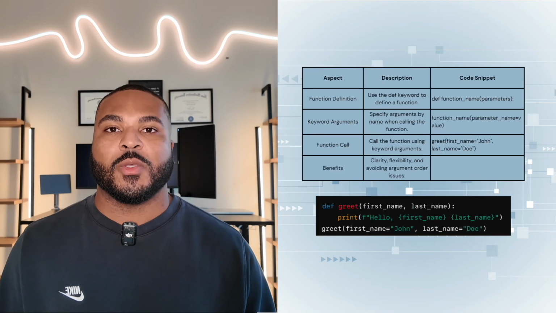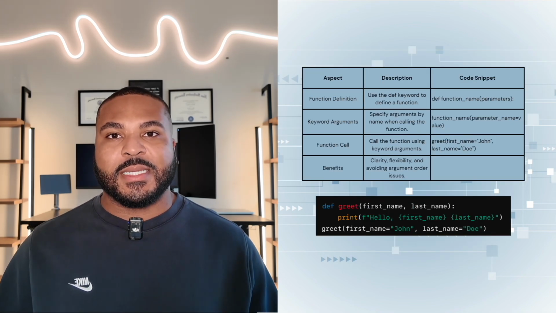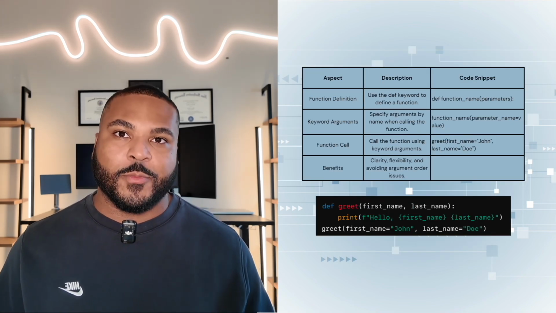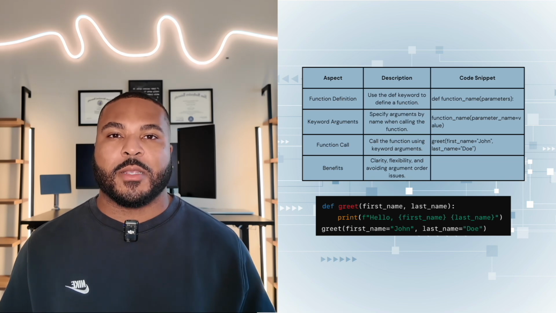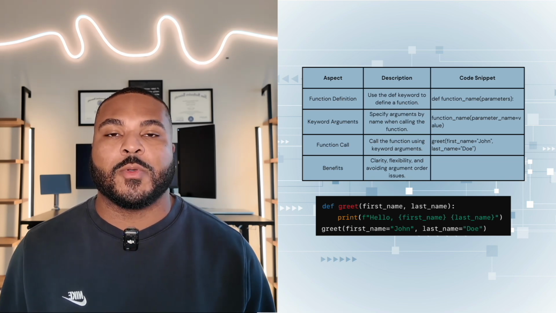10 and 20. So keyword arguments allow us to specify arguments by name when calling a function, making our code more readable and flexible.